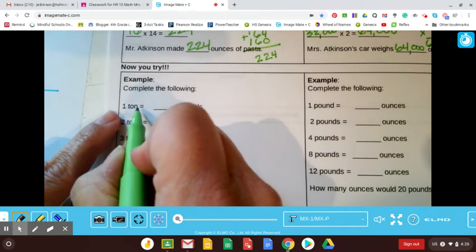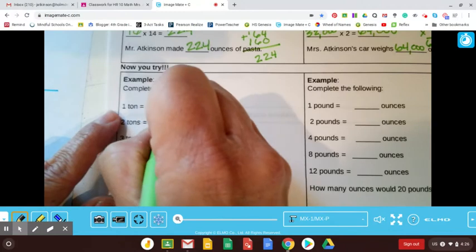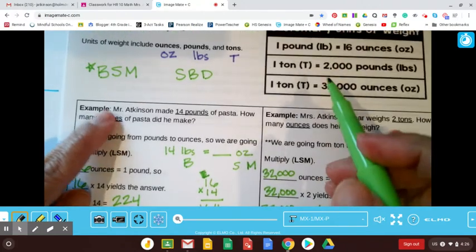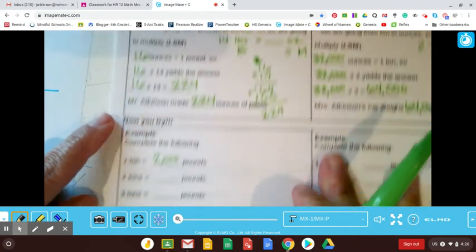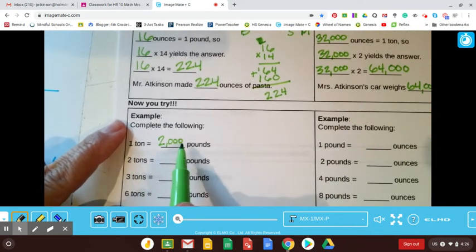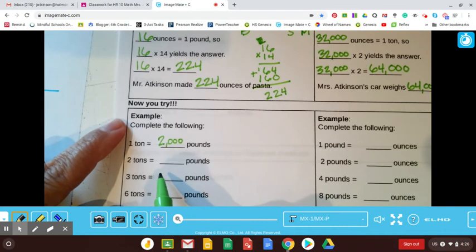We know 1 ton equals 2,000 pounds. How did I know that? It says it right here, right? 1 ton equals 2,000 pounds. So if 1 ton equals 2,000 pounds, how many pounds does 2 tons equal?